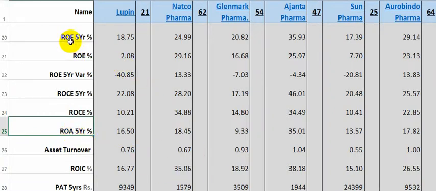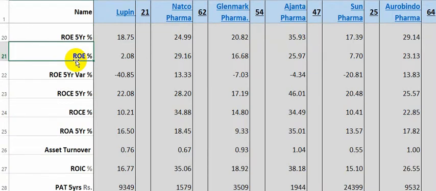So let us look at the return on equity of the last 5 years. On average, Lupin is earning 18 rupees on shareholders' money. Natco Pharma has been earning 24% as its average ROE. The highest was earned by Ajanta Pharma at the rate of 35%.